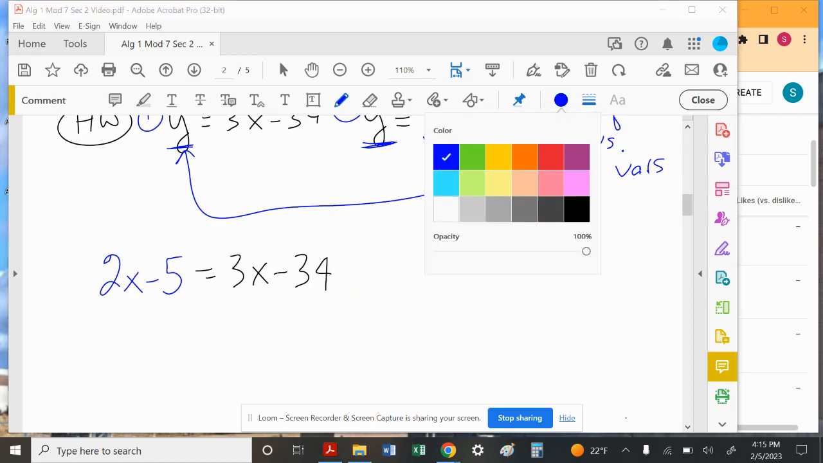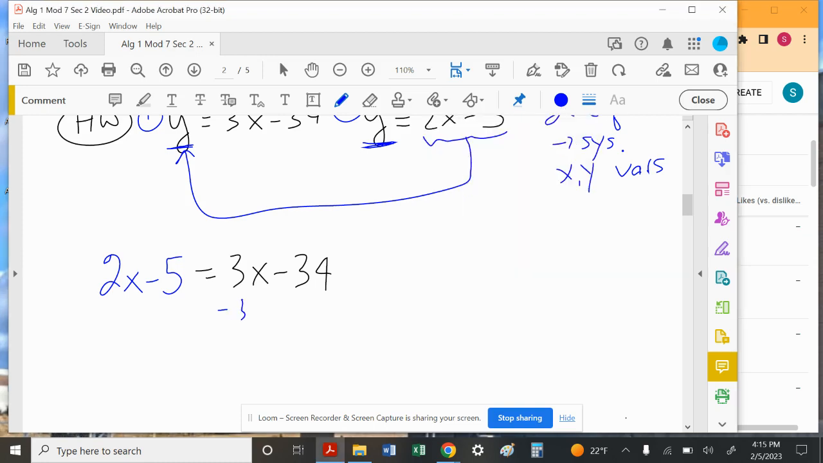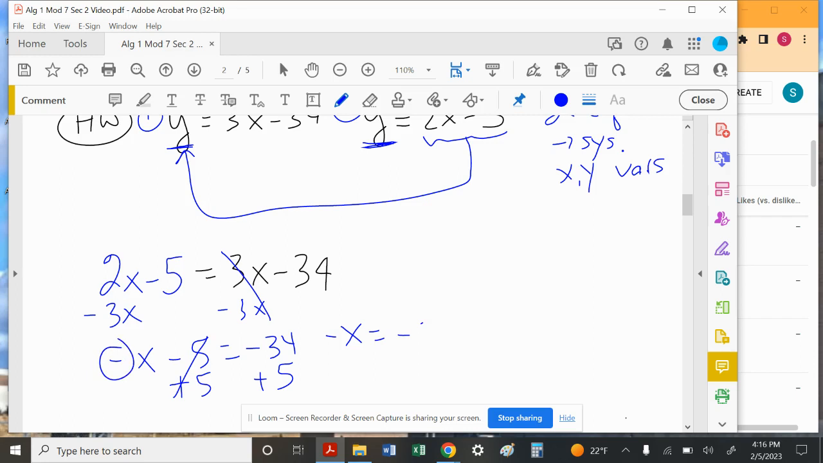So of course I'm going to subtract 3x from both sides. Those will cancel. I get negative x, or negative 1x, minus 5 equals negative 34. I'm then going to add 5 to both sides. Those will cancel, so I get negative x equals negative 29. Forgot about that negative there. And then I'm going to divide both sides by negative 1. When I divide both sides by negative 1, the negatives cancel on both sides. So x equals positive 29. That's one of our answers.